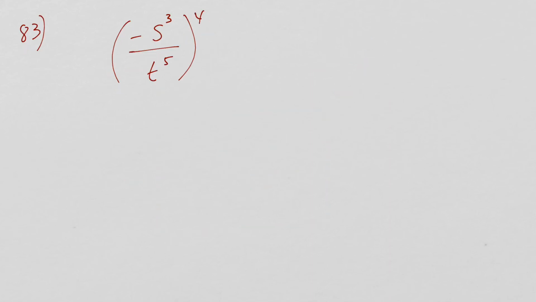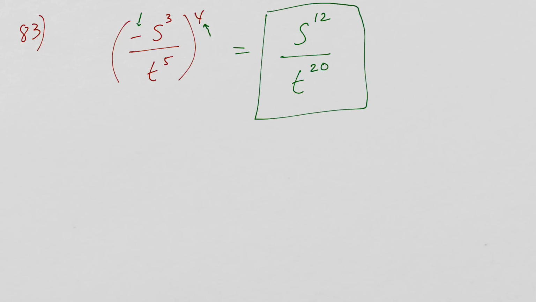Okay, in this problem, we have an even exponent, so that's going to eliminate that negative in the parentheses. So we're just going to have s to the 3 times 4, which is the 12th power, over t to the 5 times 4, which is 20th power. And it will be positive because that's an even exponent. Okay, here we have the same base, so be careful not to multiply those. We're not going to multiply them because they're not coefficients.